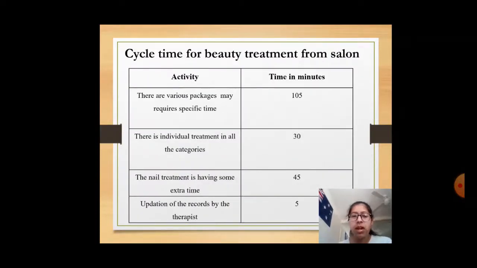In this slide, I'm showing that different activities take different amounts of time. Various packages may require specific time, like 105 minutes. Individual treatment in all the categories takes 30 minutes. The nail treatment takes some extra time, 45 minutes. Updating the records by the therapist takes 5 minutes.